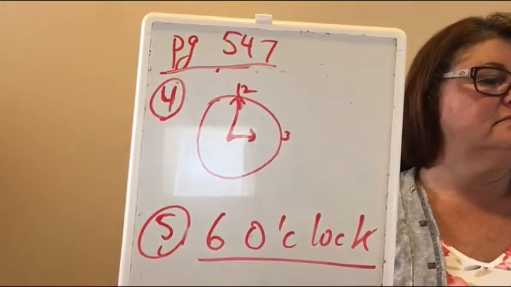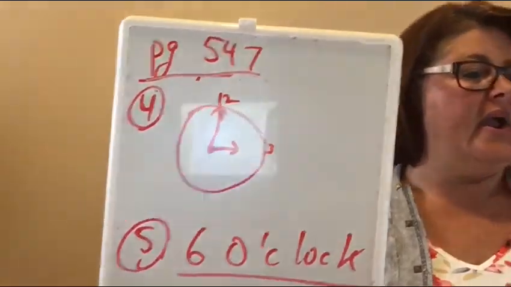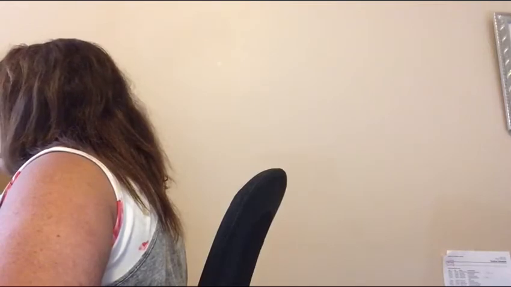So draw or write the time. How do you draw 3 o'clock? And number 5, how do you write 6 o'clock? Okay. Page 547. Number 4 and 5. Number 4, my clock says 3 o'clock. And number 5, my clock says 6 o'clock.